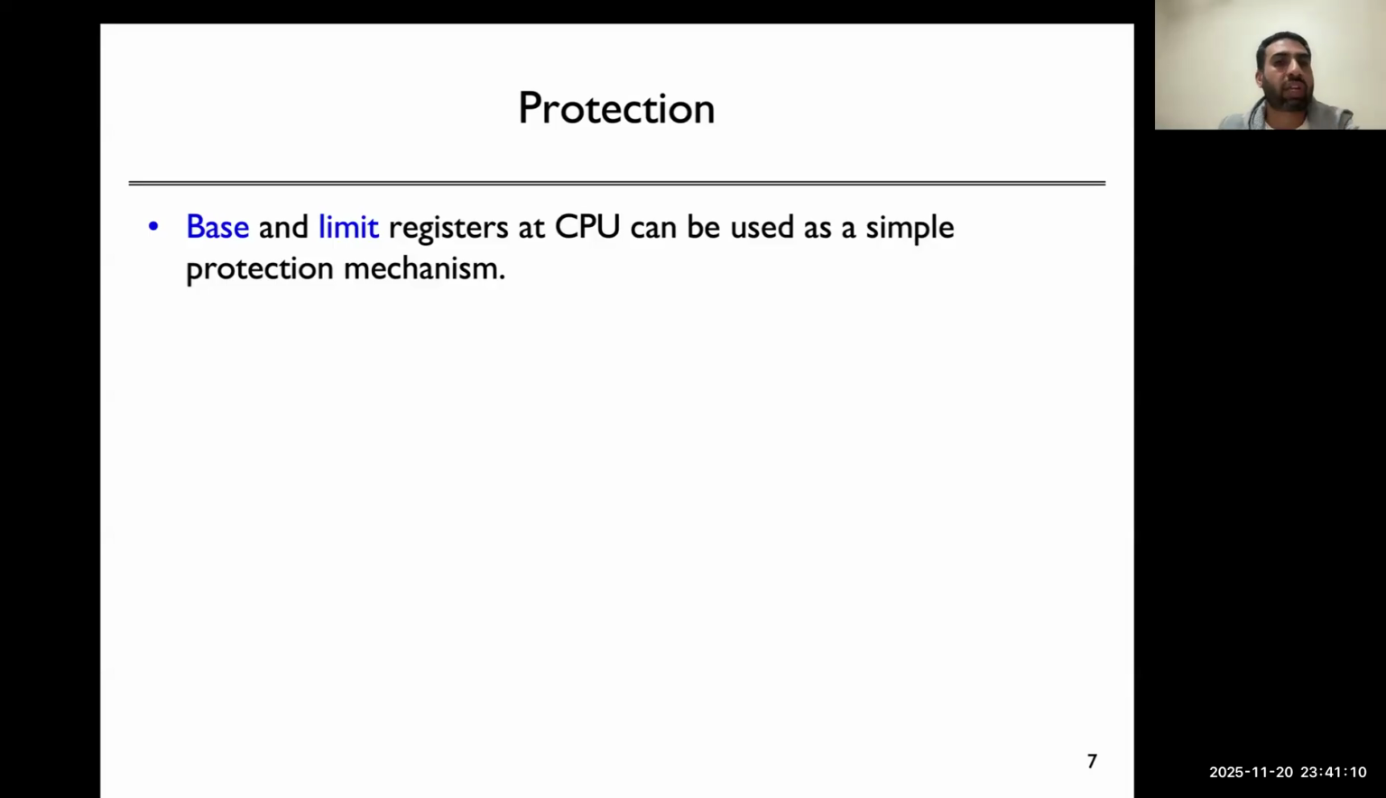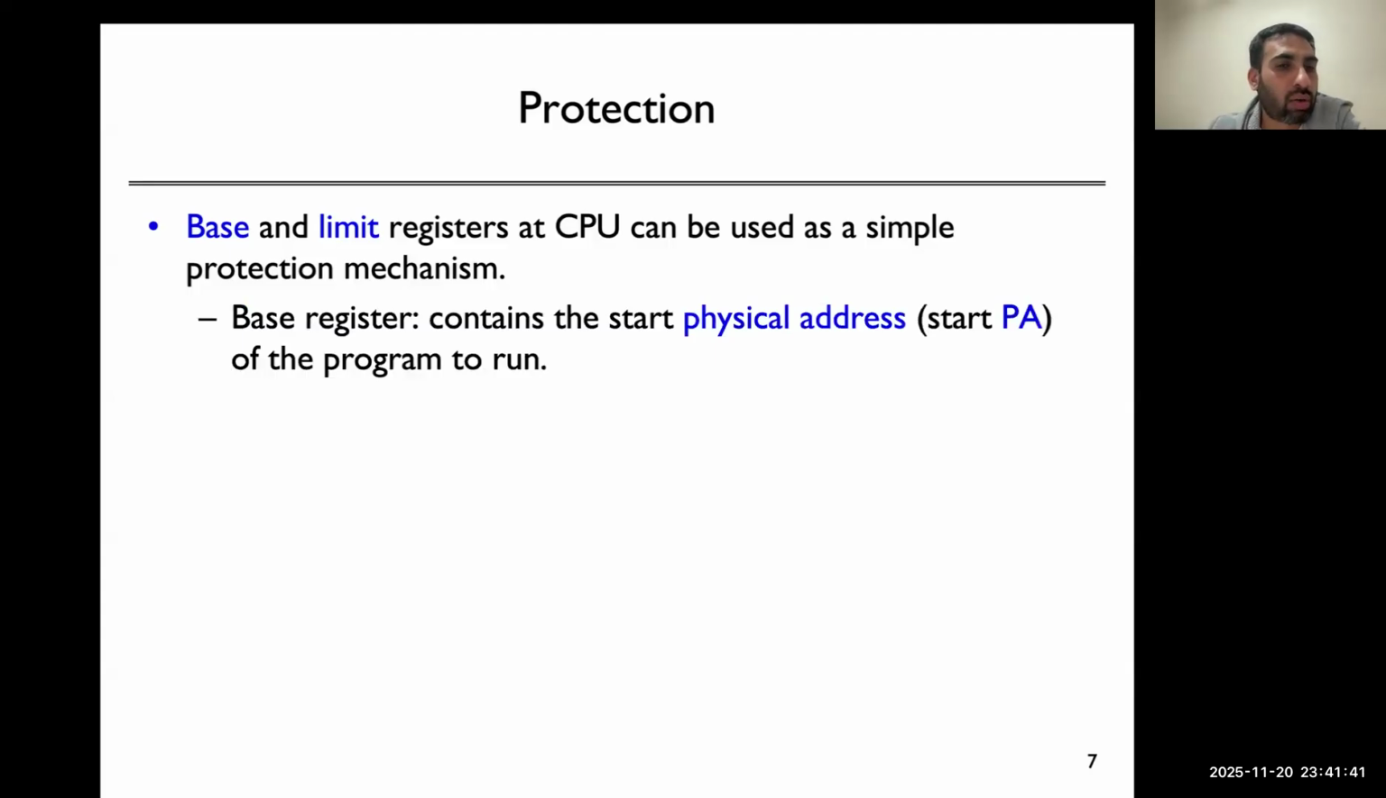What we can do is use two registers. Actually, they are not specific to each process; we have two registers named base and limit registers, and they are loaded with values specific to each process when a process starts running. Base and limit registers definitely reside in the CPU, and they can be used as a simple protection mechanism. How? Before explaining how, let's first have a look at the meaning of the base register, or what we hold in the base register.